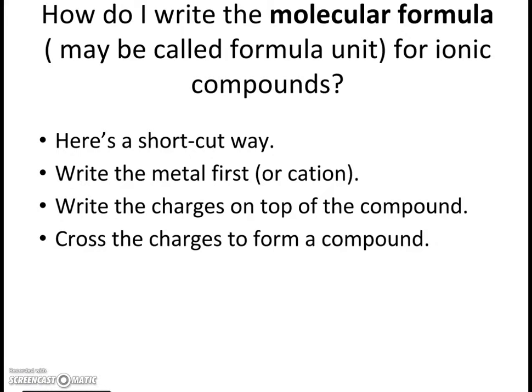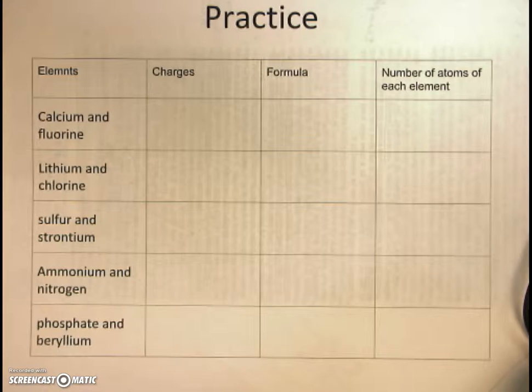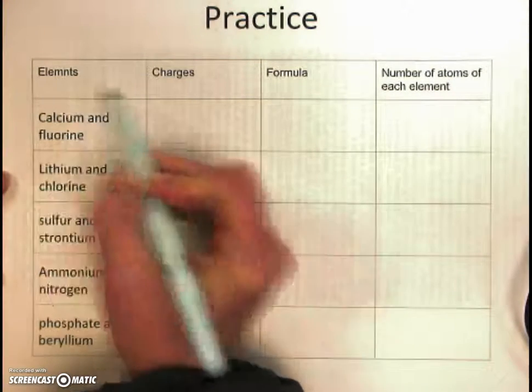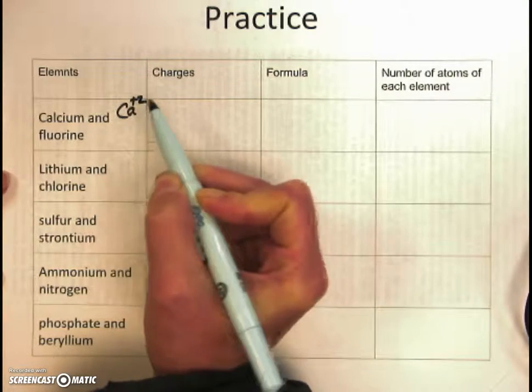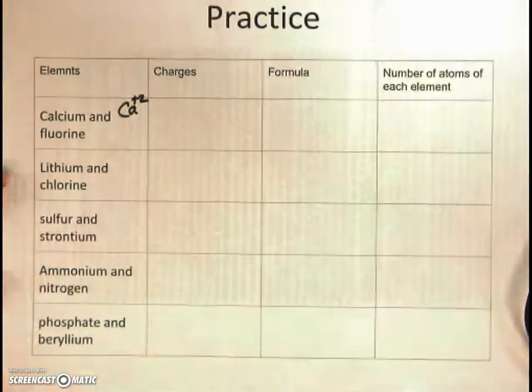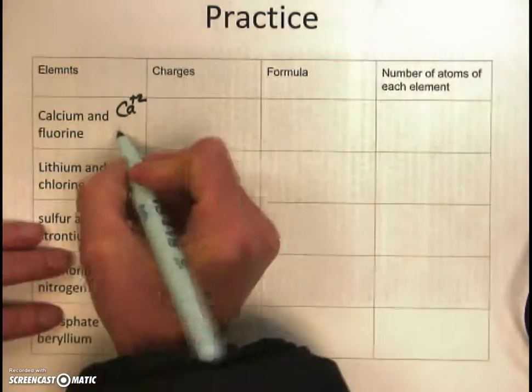So let's practice this. I would press pause and copy down this chart, and then when you're ready I will show you how to create these ionic compounds. So the first thing you want to do is write the charges on top of the atom. So if you have calcium, calcium has a +2 charge, and you know that from looking at the periodic table.